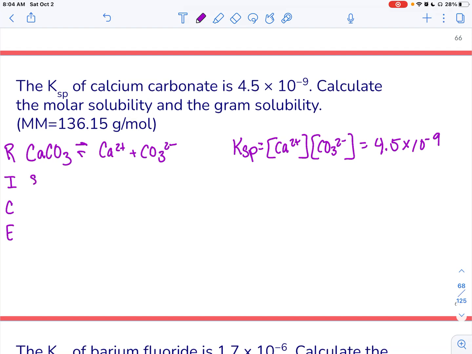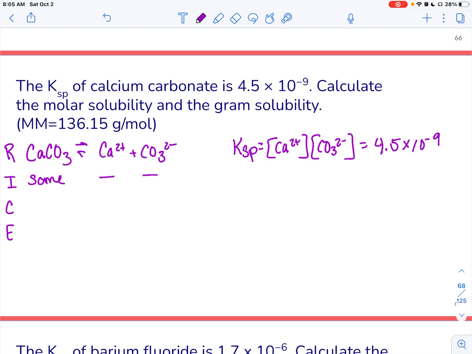So you can just write we have some, and we are going to lose some of it, but we have none of this to start. So our initial is that we have some amount of calcium carbonate, and it does not matter how much, so let's not try to worry about that.